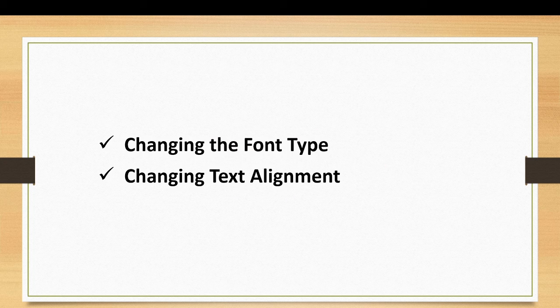So in today's content you are going to learn two topics. One is changing the font type. Font type means changing the appearance of the text, like changing the color of the text, changing the size of the text, changing the handwriting of the text, making the text bold, italic, and underlined. Along with that, you are also going to learn how to change the alignment of the text. Alignment of the text means position of the text, whether it may be left align, center alignment, right alignment, or justification. So, let us begin.